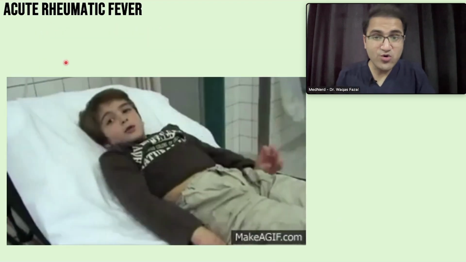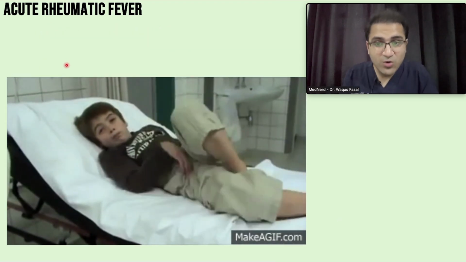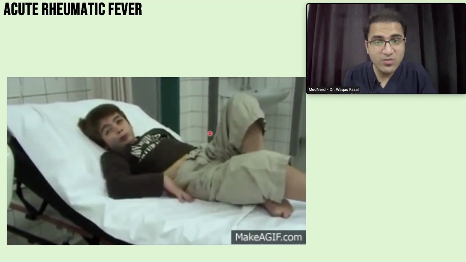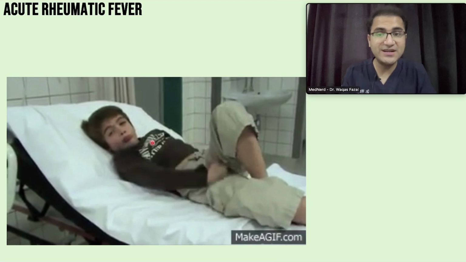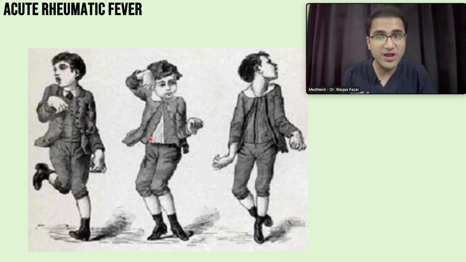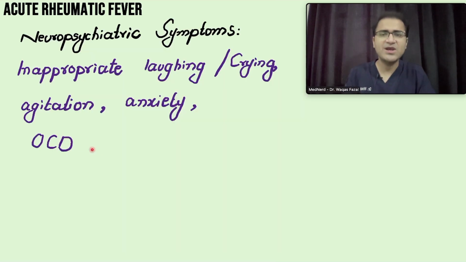Now, this is a patient of acute rheumatic fever with Sydenham Chorea. Look at the dance-like movement, the irregular movement of the head, neck, body. Look at the chorea in the hands, the abnormal movements in the hand and the whole body. This is Sydenham Chorea. This is another picture, an old picture, showing how patients after pharyngitis develop dance-like movements. So this is the classical feature of acute rheumatic fever. Sydenham Chorea is diagnostic of acute rheumatic fever. Other neurological complaints that these patients might develop are inappropriate laughing, crying, agitation, anxiety, obsessive compulsive disorder.